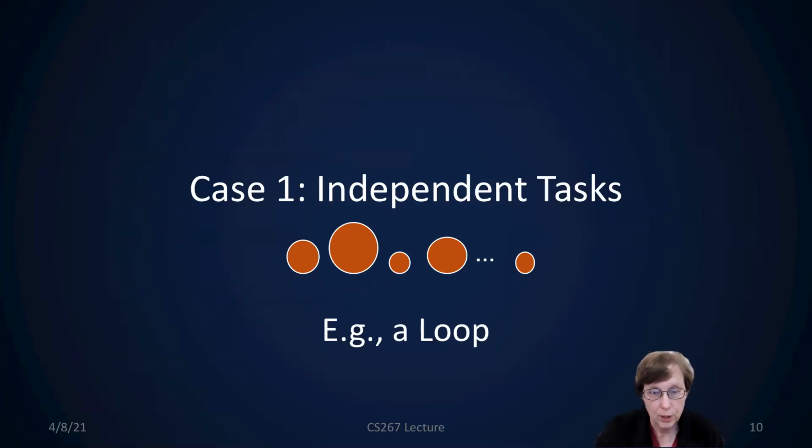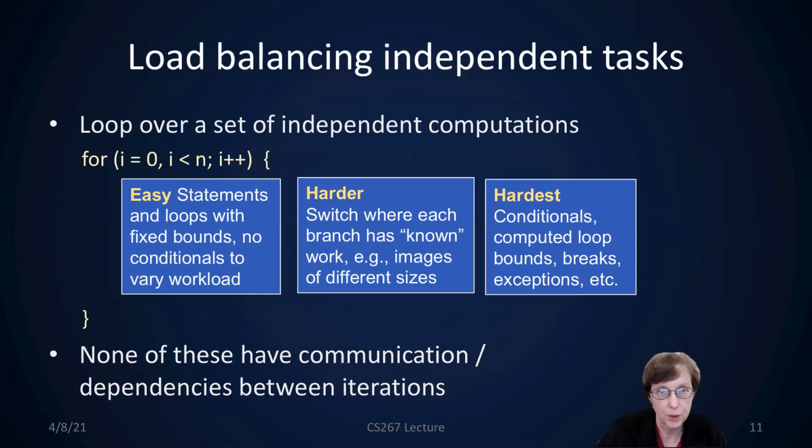All right, so we're going to talk about three cases. The first one is where you have a bunch of independent tasks, such as a loop that you're trying to schedule, and there are no loop-carried dependencies. So within that, there's a few different cases.